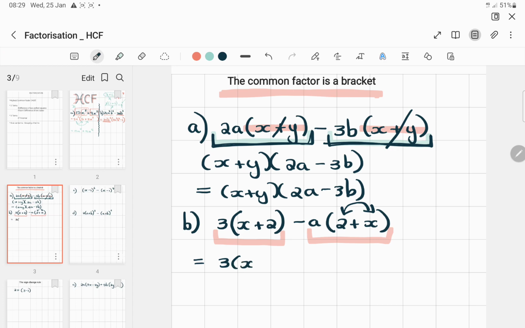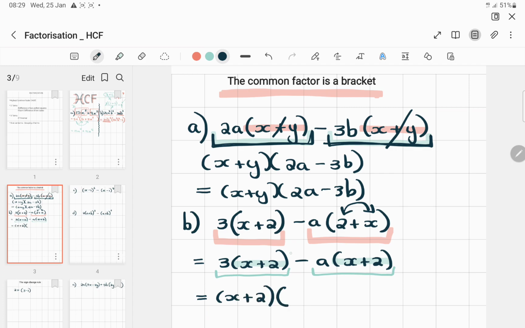So then you've got 3 times x plus 2 minus a times x plus 2. And now they're exactly the same. You can take out from the 2 terms this common bracket over here and that common bracket over there. And once you take it out, if you divide this term away with x plus 2, those 2 will cancel out. Don't cancel that though, and that gives you 3.